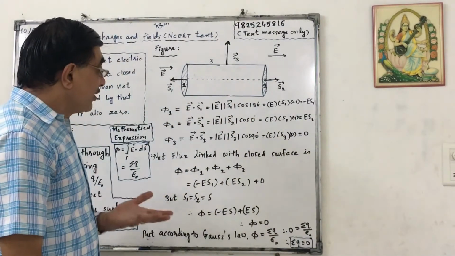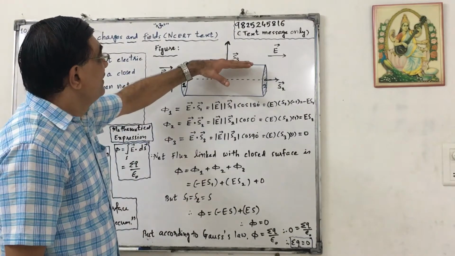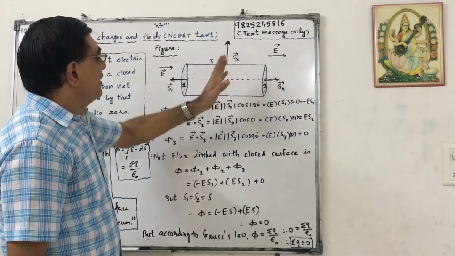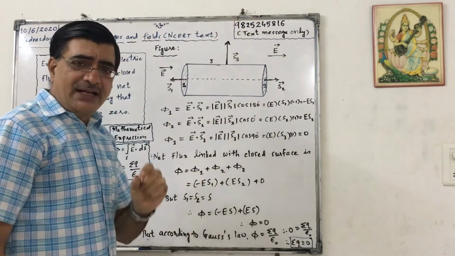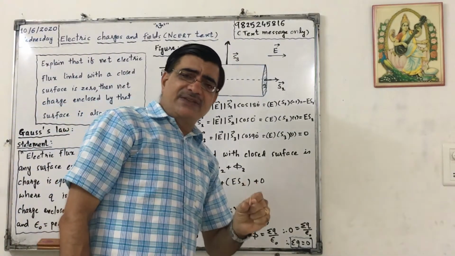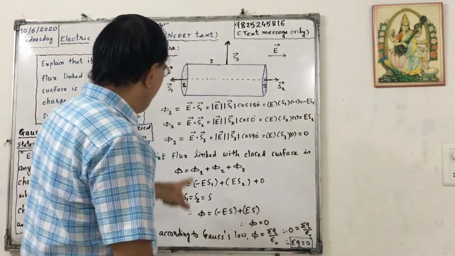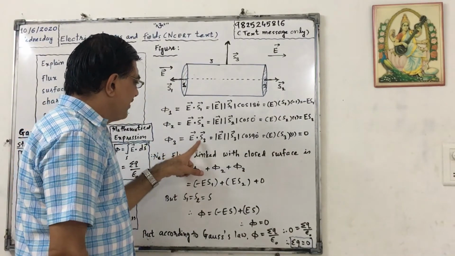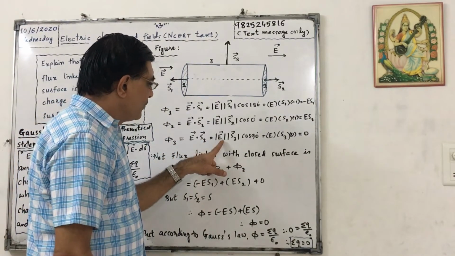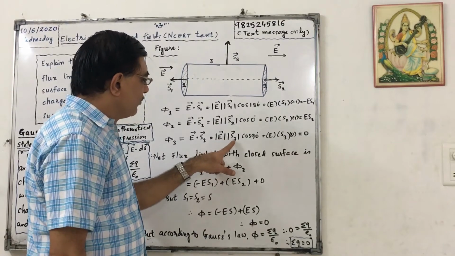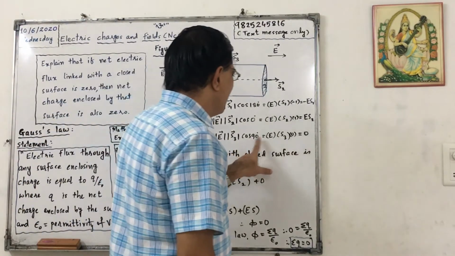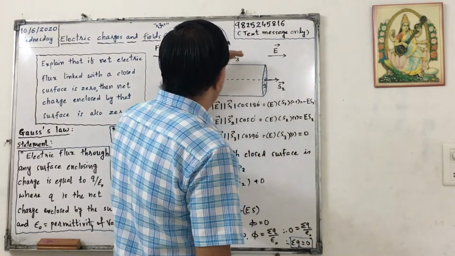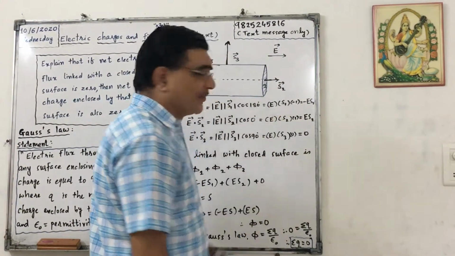What is the flux linked with surface 3? E is in this direction, S3 is in this direction, so the angle between vector E and vector S3 is 90 degrees. So phi 3 equals vector E dot vector S3 equals mod of E into mod of S3 into cos 90. But cos 90 is 0. So the net flux linked with this curved surface is 0.